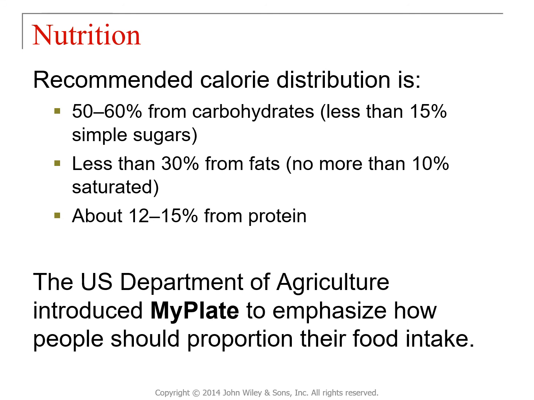30% of your calories should come from fats, or less than 30%. And you want to minimize the saturated and trans fats, which increase the risk of cardiovascular disease. And that leaves about 12 to 15% from protein. So the U.S. Department of Agriculture introduced a concept called My Plate, which we will see on the next slide, to emphasize what your food portions should look like relative to each nutrient class.